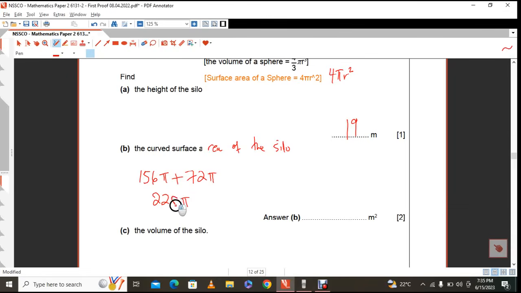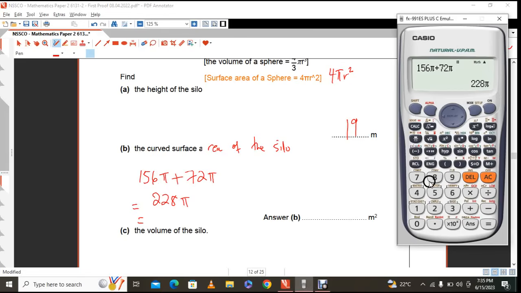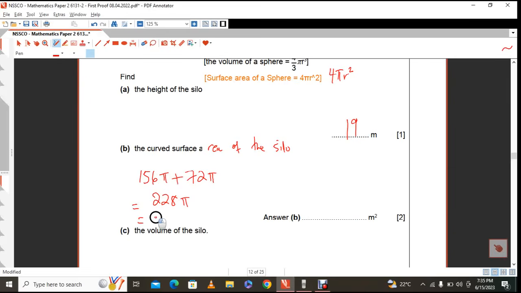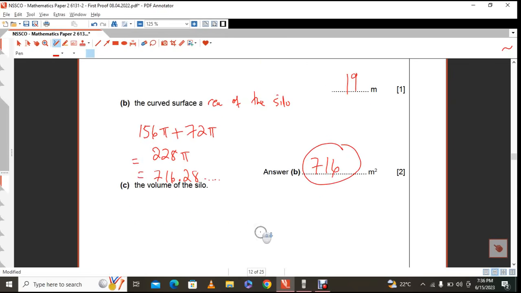Be very careful with this type of calculation. Of course, you can also leave your answer like that. It will totally be acceptable. Or you can leave it as 716.28, and so on. Since I must give my answer to three significant figures, that gives you 716. 716 is also an acceptable answer, okay? But they normally will give you a range to work with.